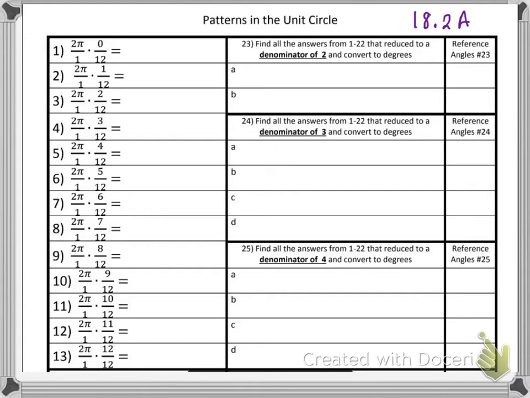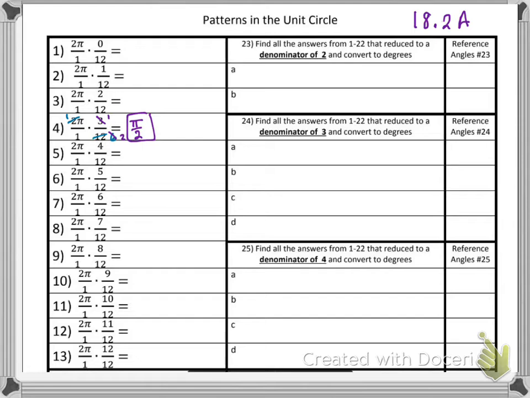Let's do number 4. We have 2 pi over 1, and every one of them starts with 2 pi, times 3 twelfths. And I want to reduce that so I can work this out. So I'm going to say 2 goes in there once, 2 goes in there 6 times. I can reduce up and down too. 3 goes in there once, 3 goes in there 2 times. This turns into pi over 2. That is the answer to that problem.